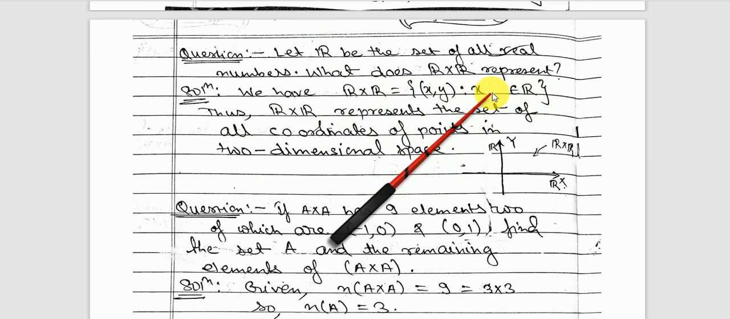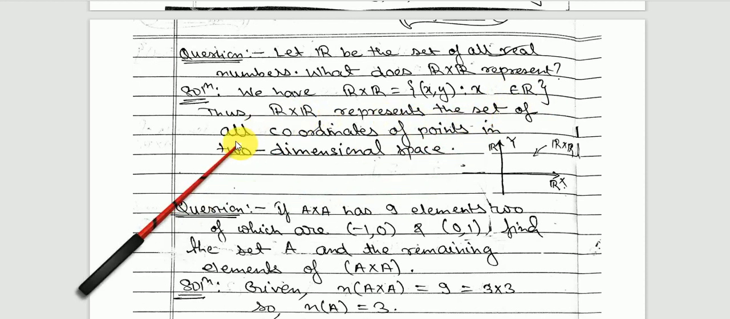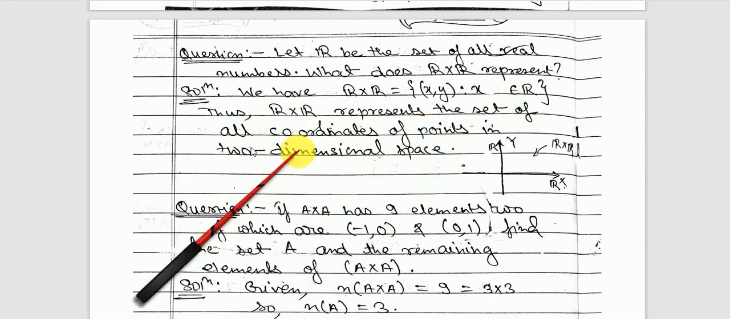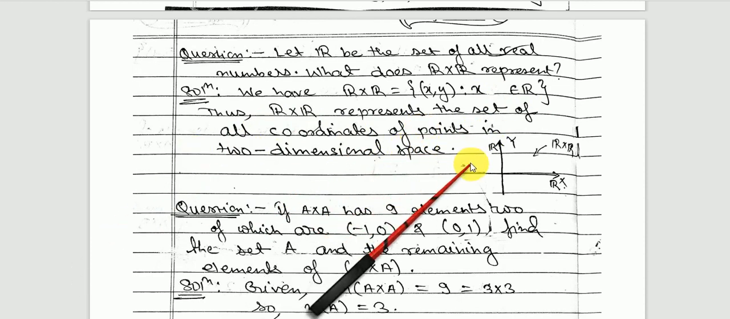Here I have forgotten to write comma y. So when you are copying this note, please write down (x, y) belongs to R cross R. Thus R cross R represents the set of all coordinates of points in two-dimensional space. So R cross R means you are talking about points in 2D.